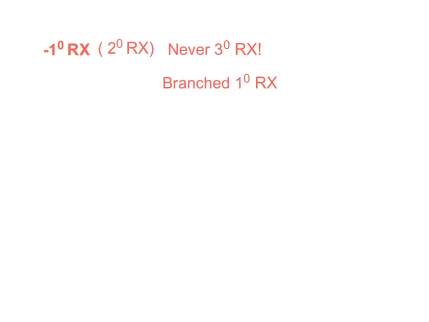So, what favors the SN2 substitution? First, and the most important thing, is a primary alkyl halide. SN2 can happen with a secondary alkyl halide, but never with a tertiary one. Also, worth mentioning that even primary alkyl halides that are branched will not be a good candidate for SN2. Here is one example.